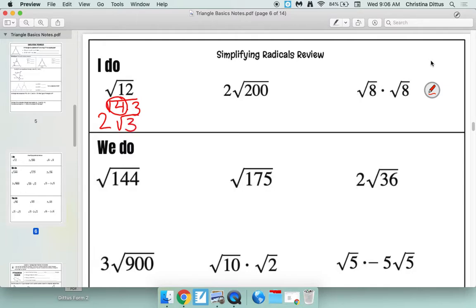You guys should have done this about the end of last year. I don't know if everybody got to it. I failed this section.